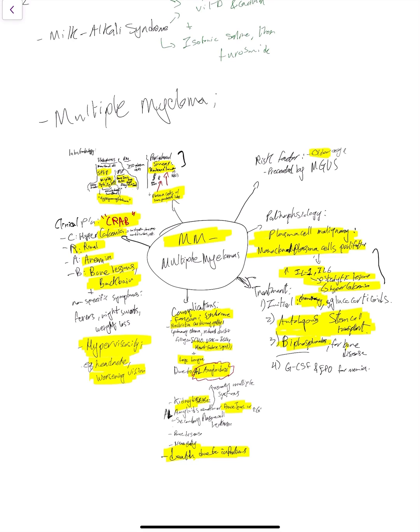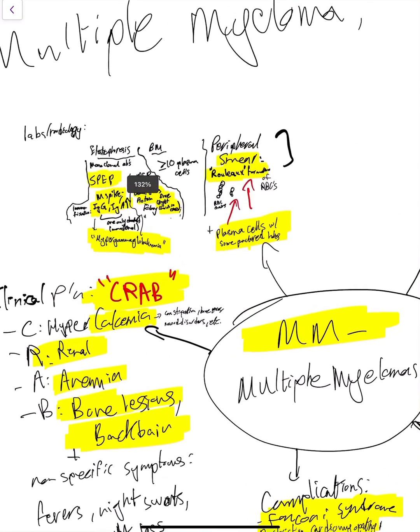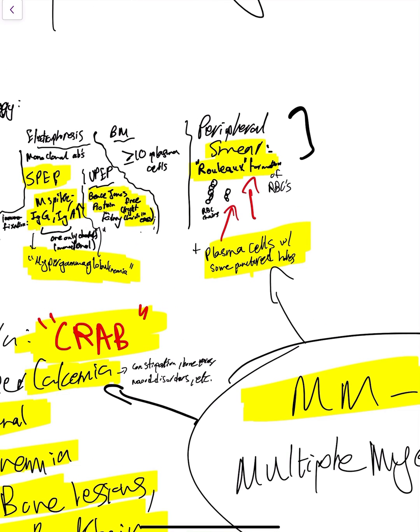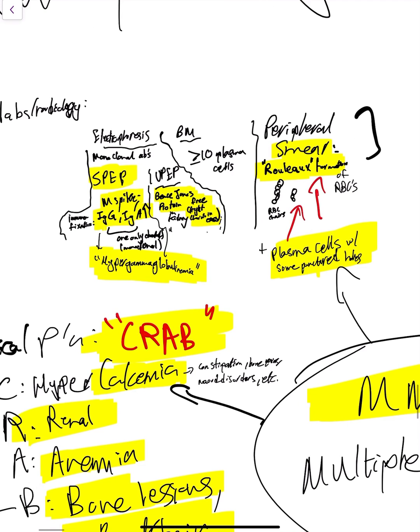The symptoms can be remembered with a mnemonic called CRAB: C for hypercalcemia, R for renal, A for anemia, B for bone lesions and back pain. In it, you'll find characteristic peripheral smear findings like rouleaux formation of red blood cells, which look like a chain, like a Rolex watch. Plasma cells can have some punched-out holes as well. And then you have the monoclonal antibody patterns that you can look at, as well as Bence Jones proteins, which are free light chains.